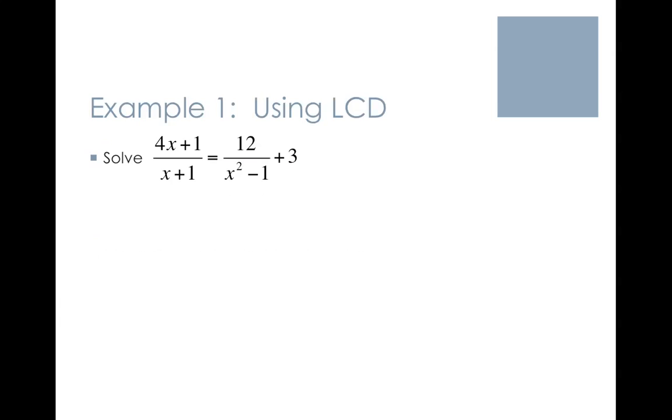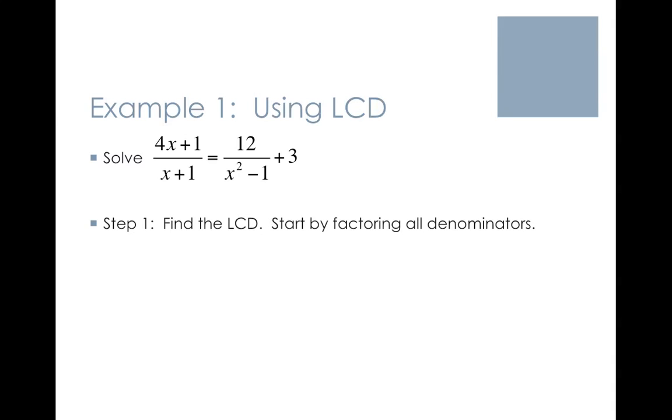So here's our first example. We want to solve the equation (4x + 1)/(x + 1) = 12/(x² − 1) + 3. We're going to break this down step by step, and I suggest that's the way you really focus on these problems, to really get these steps down, because this is how you'll do any equation where you're trying to solve using the LCD.